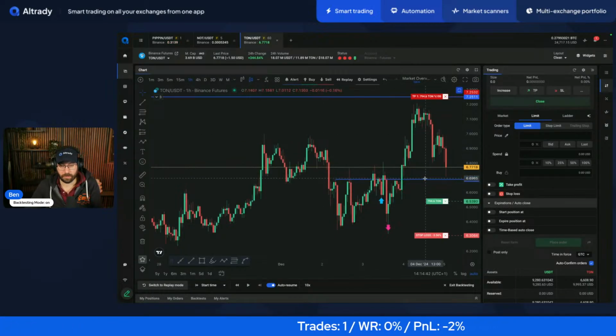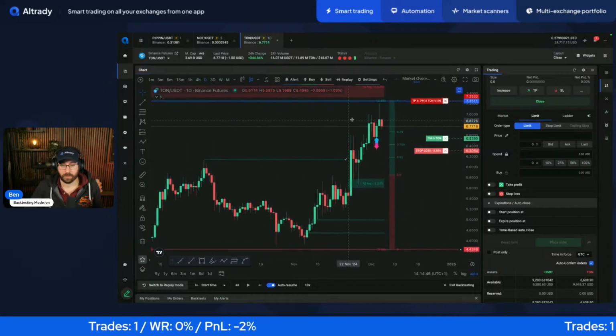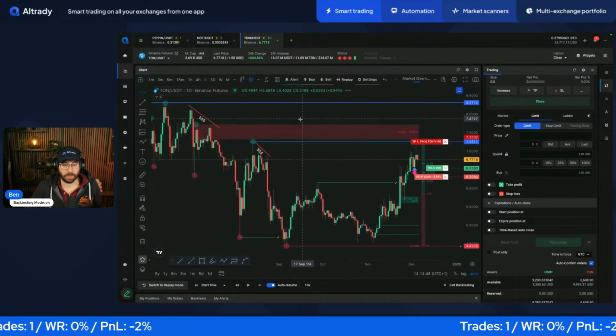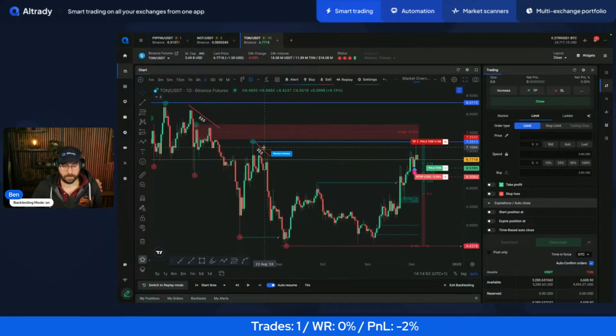This one. No. If you switch to daily and go back to the left. This one. Or, no. Even further. Here, the liquidity. So I think one of these levels, there was something. Yeah.